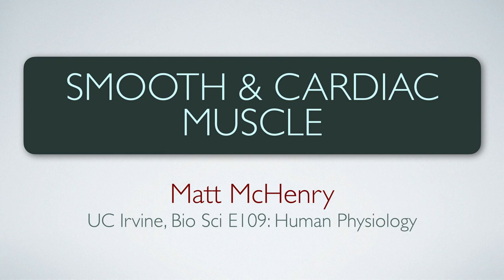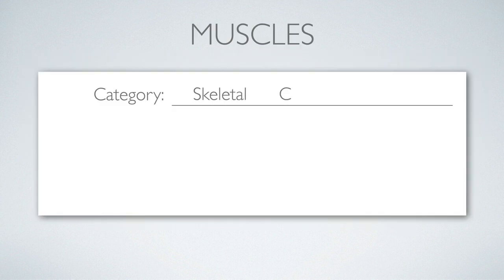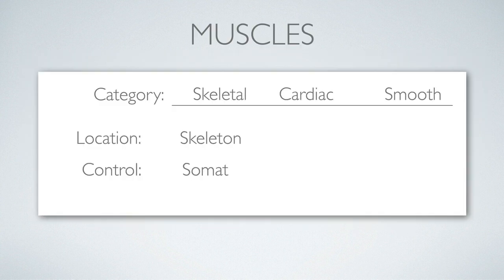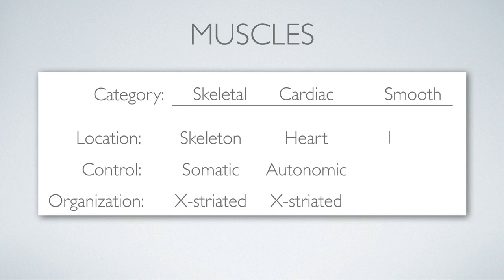So far, we've talked in detail about skeletal muscle. Let's now shift our attention back to the other two categories. We've seen this table before. Skeletal muscle is connected to your bones, your skeleton. Cardiac muscle is in the heart. Smooth muscle wraps around your internal organs.